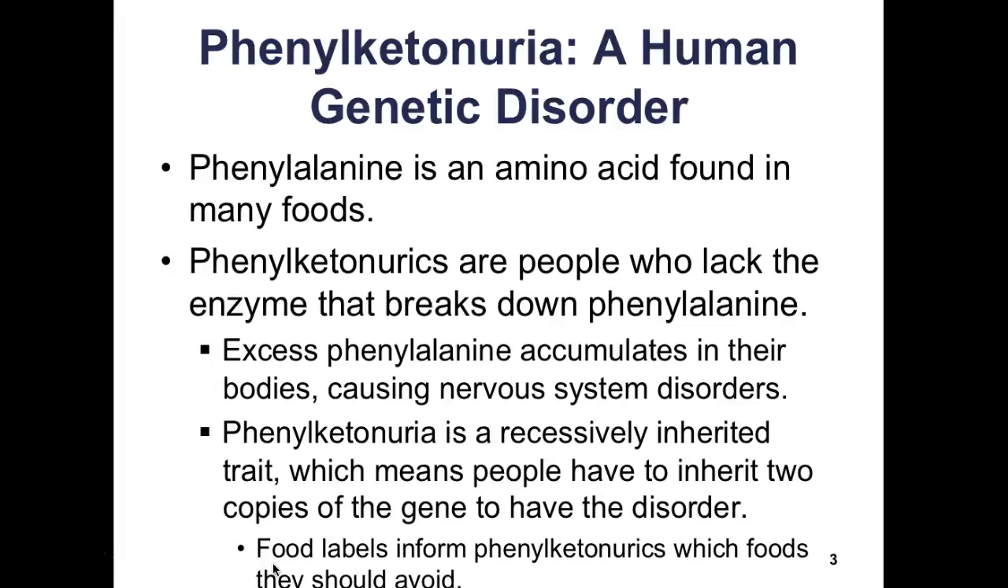Phenylketonuria is a recessively inherited trait, which means that people have to inherit 2 copies of the gene to have the disorder. Food labels inform phenylketonurics which foods they should avoid.